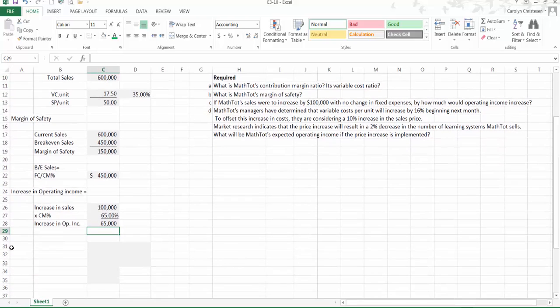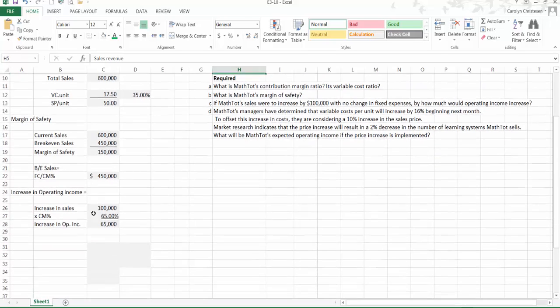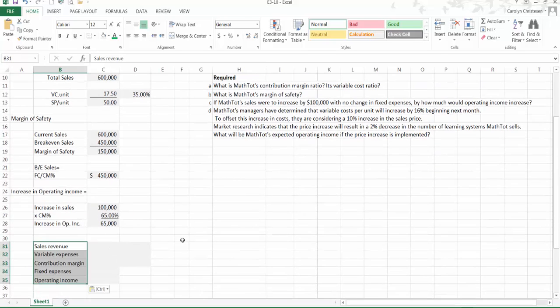All right, so in the last case, there were all kinds of things changing, and in this case, you have to be very, very careful to not make any wrong assumptions. So they say MathTOTS managers have determined that variable costs per unit will increase by 16% beginning next month. All right, let's set up our income statement. Let's copy this and put it down here. We're going to set up our income statement under the new circumstances.